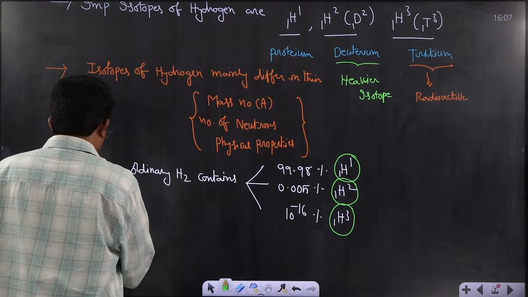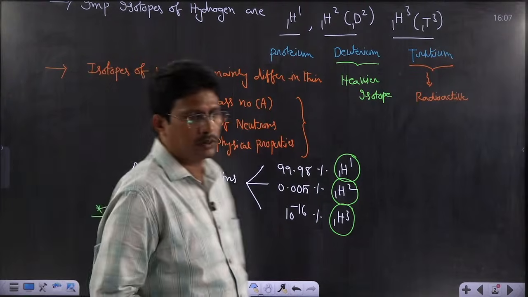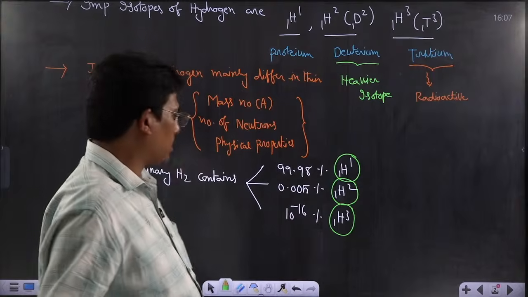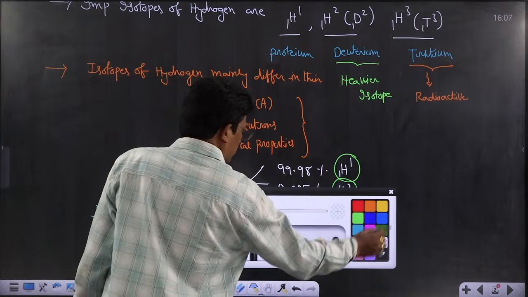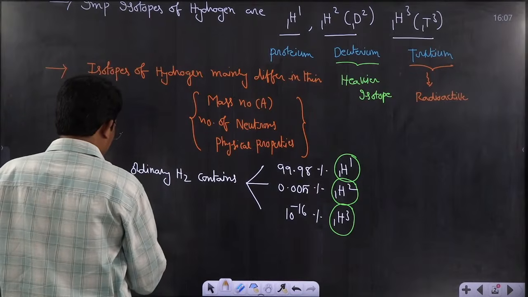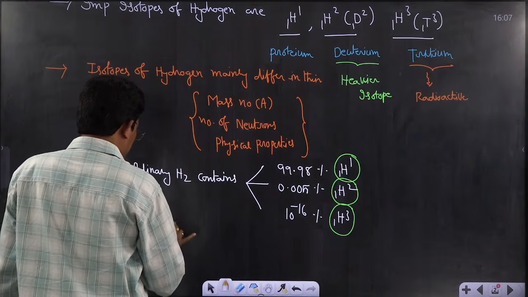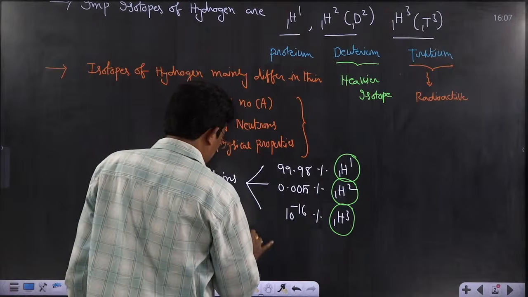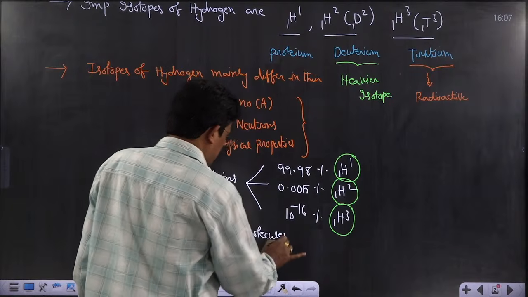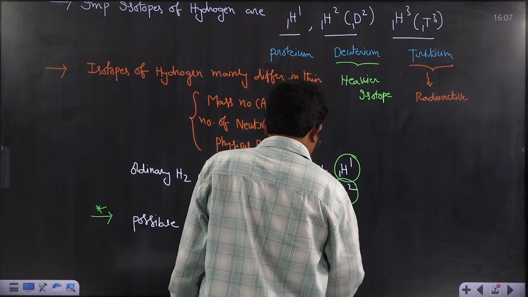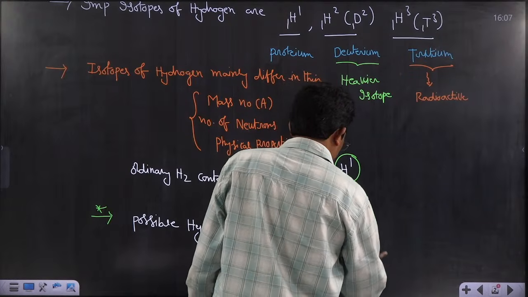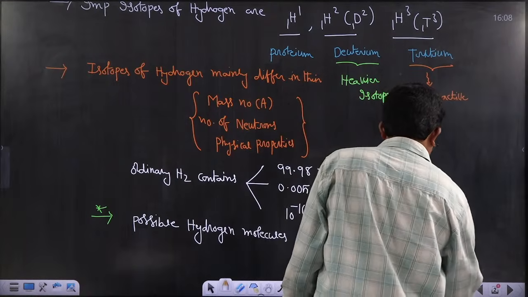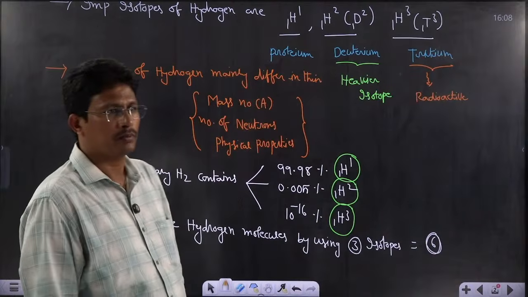One of the important points here: by using the three isotopes, the possible hydrogen molecules are 6. Six hydrogen molecules are possible.